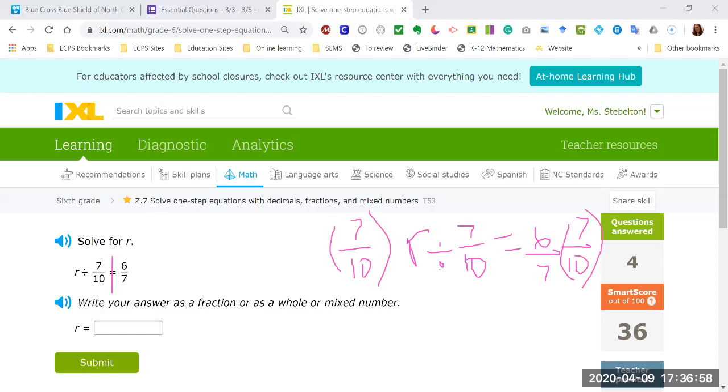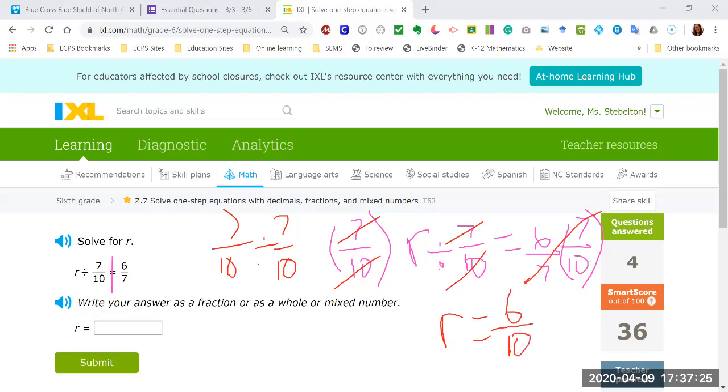All right. So when I do that, what ends up happening here is that 7/10 cancels out because this really just means 7/10 divided by 7/10. So I would just be multiplying to get rid of that. So now r is going to be equal to, and then these two sevens cancel out. That leaves me with 6/10, but I have to simplify it. So 6 divided by 2 is 3. 10 divided by 2 is 5. So the answer should be 3/5.